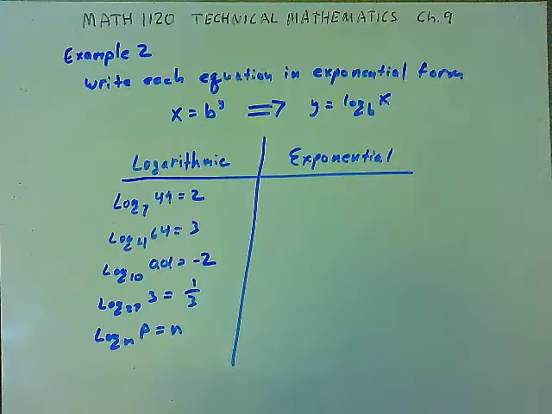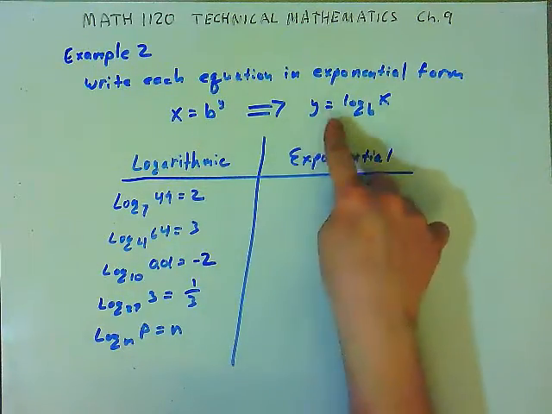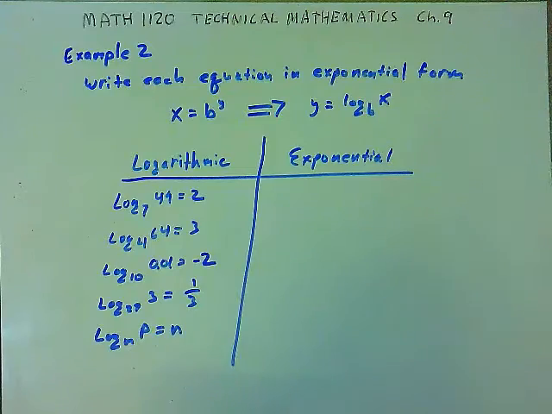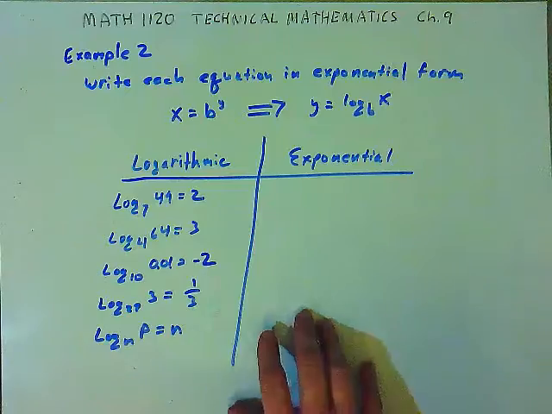This is example 2. It says write each equation in exponential form. So this time they give us 5 equations in logarithmic form, and they want us to write them in exponential form. And again, we just have to know that if x is equal to b to the y power, then y is equal to log base b of x. And so again, we're just rearranging the values. We're just doing the opposite of what we did in the previous example.